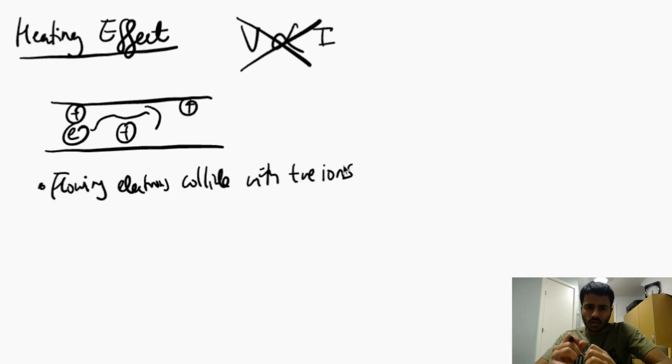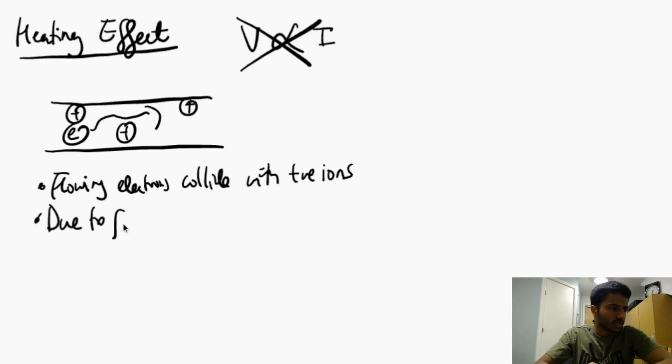They rub on each other. And when they collide or when they hit, there's obviously going to be friction between the positive ions and the electrons. So therefore, due to friction, heat energy is released.